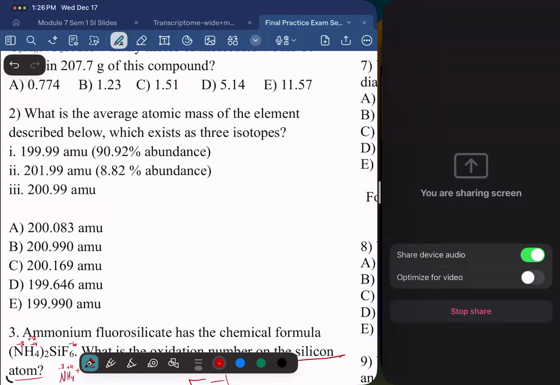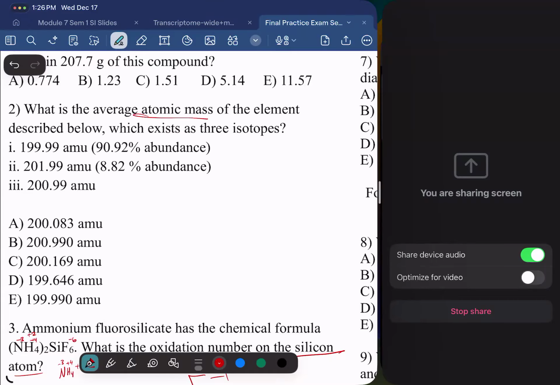So number two deals with, I believe it's module two. This is percent abundance. What they're asking is, what is the average atomic mass of this? If you look at your periodic table in general, all those numbers, for instance, hydrogen has an atomic mass of 0.08, all of those numbers come from percent abundances. But that's just me yapping.